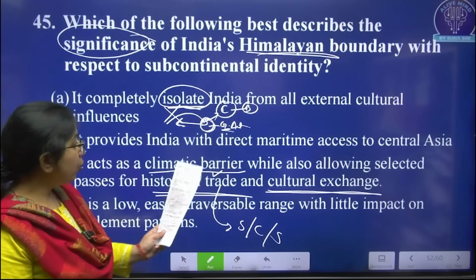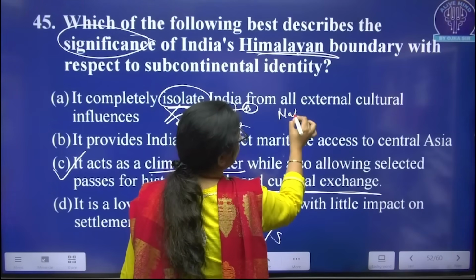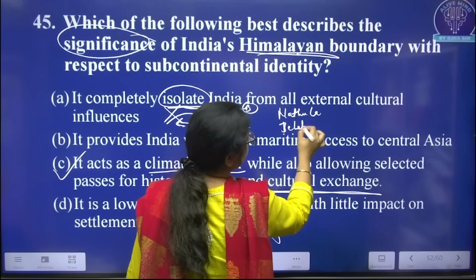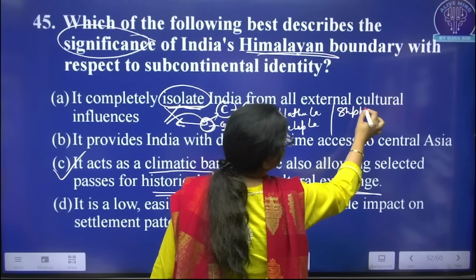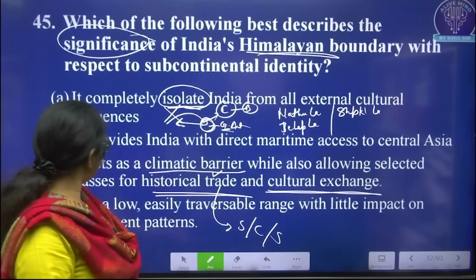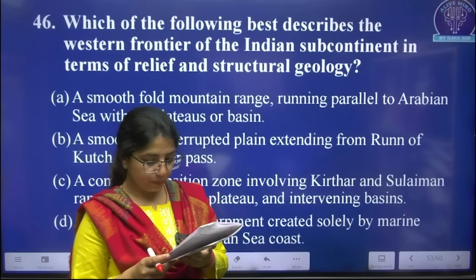Through which routes they used to trade? Passes like Nathula, passes like Jhilepla, passes like Shipkila. Right? So the option is C. Then let's come to the next option.